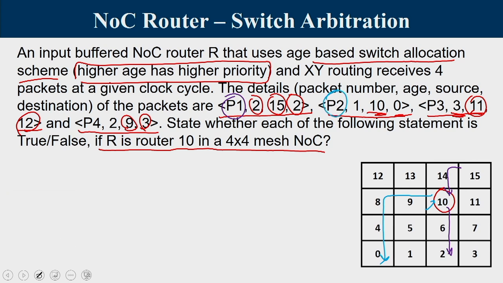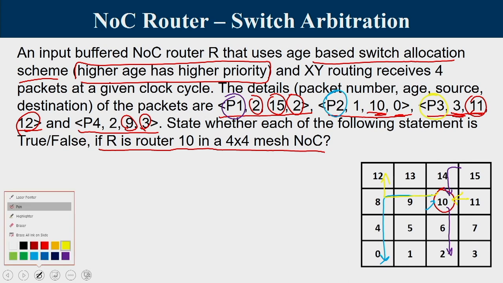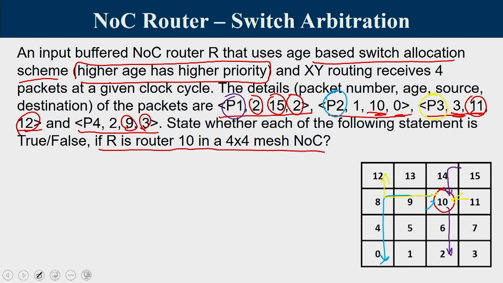Now P3 is coming from 11 and it is going to 12. So P3 is coming like this and it is going to 12. That is P3's case. And finally, we have P4, which is coming from 9 and going to 3. That is all about P4. So these are the 4 packets that are coming.